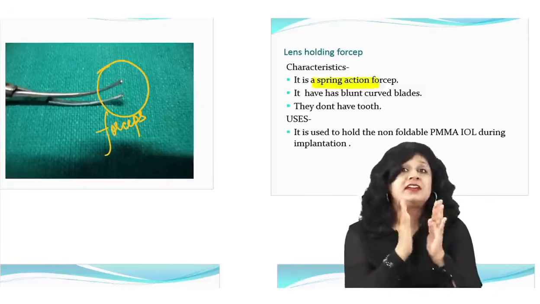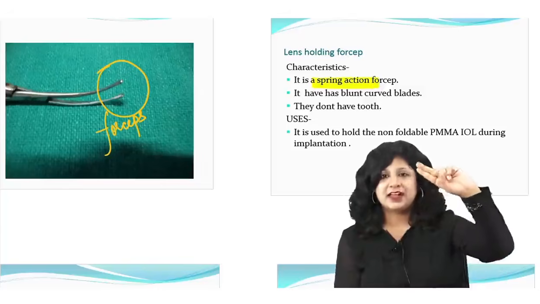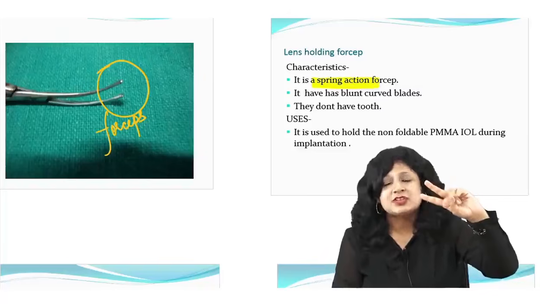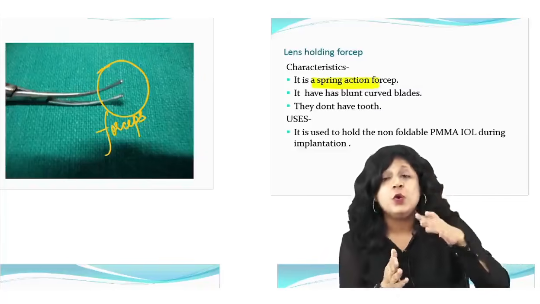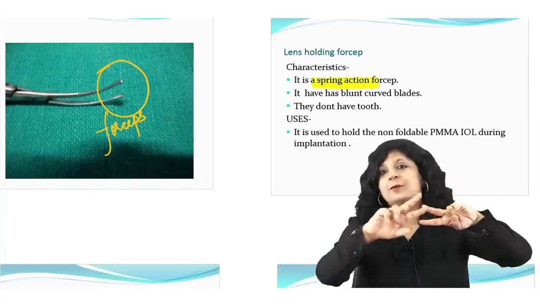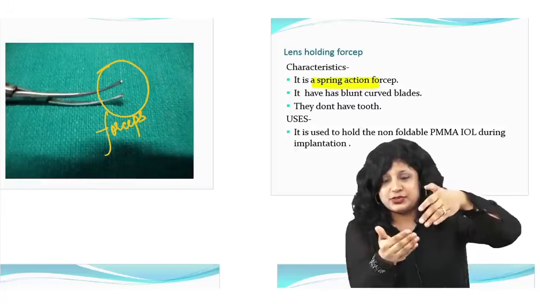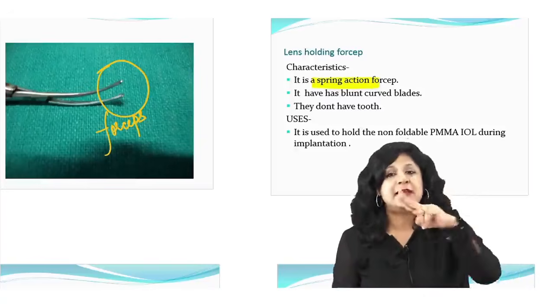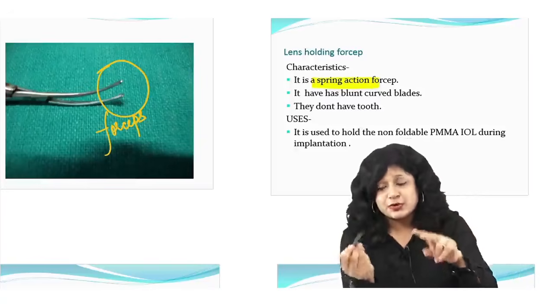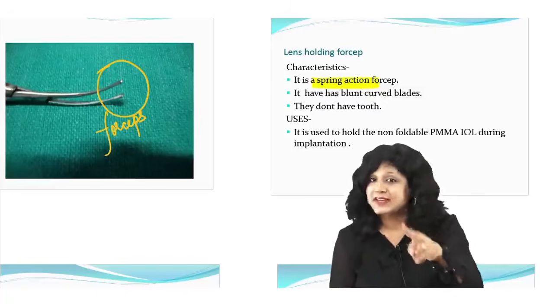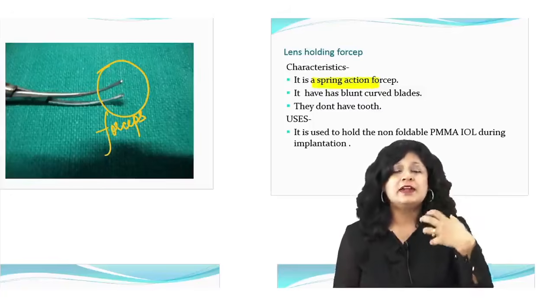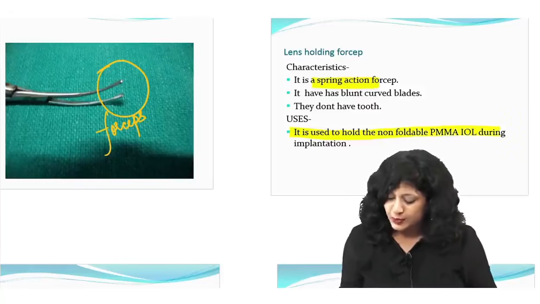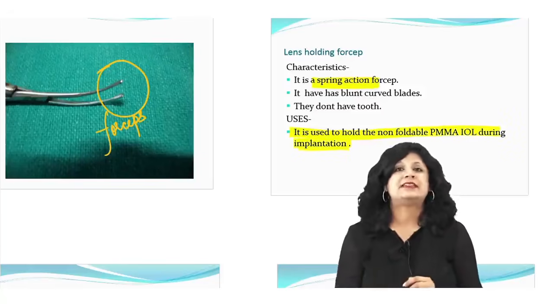So one trick and tip to identify the instrument is to see if they are closed or they have some distance. If they have some distance, it is always a spring action, and whenever they are for holding, then they are curved upwards, and when they are for stabilization, then they are curved inwards. Okay. Now this has curved blades, and they are also blunt. So basically they are for holding, they are spring type, and they are there for holding something which is very delicate. So what is that? That is your non-foldable IOLs during the implantation.